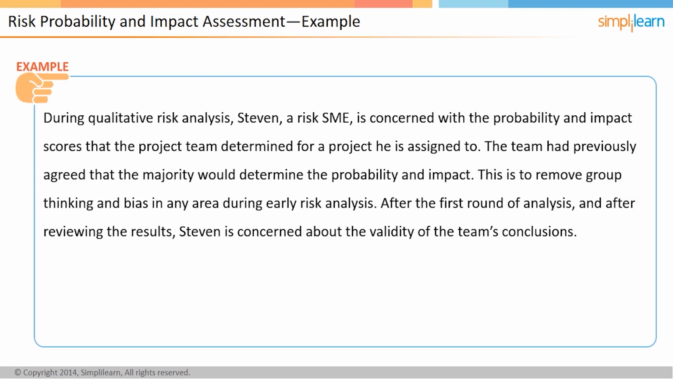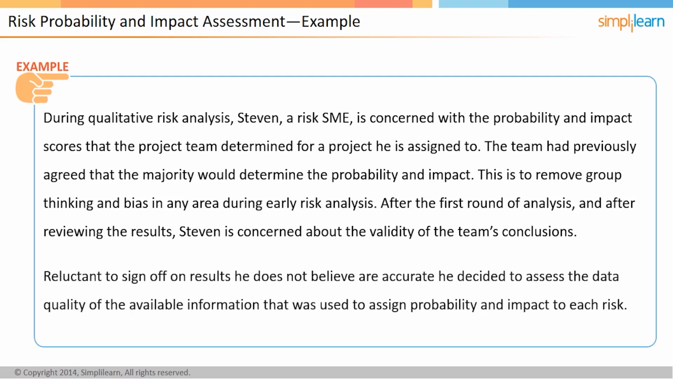The team had previously agreed that the majority would determine the probability and impact. This is to remove group thinking and bias in any area during early risk analysis. After the first round of analysis, and after reviewing the results, Stephen is concerned about the validity of the team's conclusions. Reluctant to sign off on results he does not believe are accurate, he decided to assess the data quality of the available information that was used to assign probability and impact to each risk. We will continue our discussion of this example in the following screen.